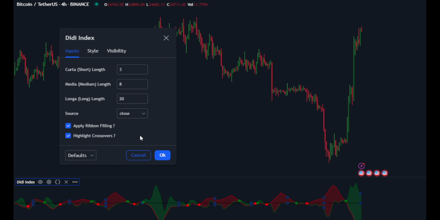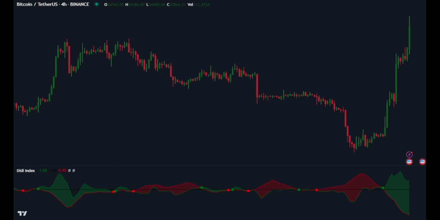Traders can use the DD Index to identify potential buying or selling opportunities, as well as to confirm the direction of a trend. However, like all technical indicators, it is important to use the DD Index in conjunction with other forms of analysis and to be aware of its limitations and potential drawbacks.